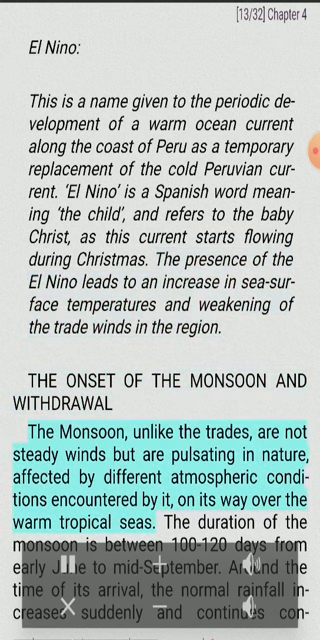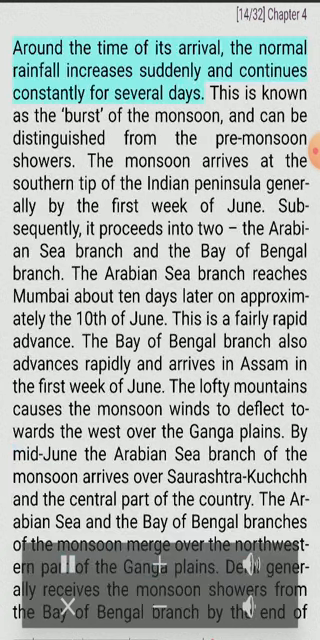The onset of the monsoon and withdrawal. The monsoons, unlike the trades, are not steady winds but are pulsating in nature, affected by different atmospheric conditions encountered by it on its way over the warm tropical seas. The duration of the monsoon is between 100 to 120 days from early June to mid-September.